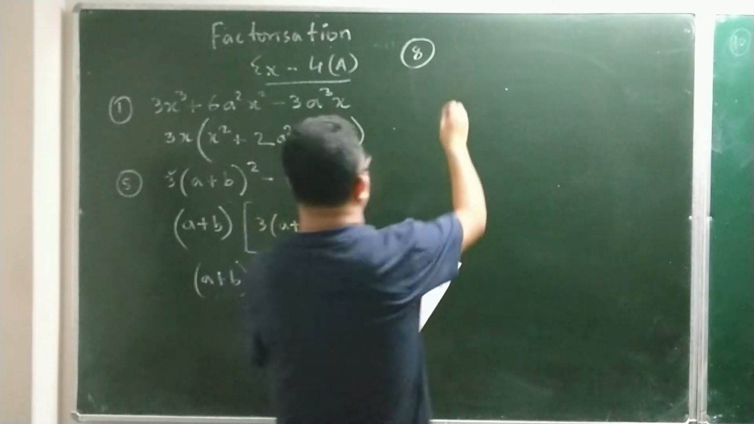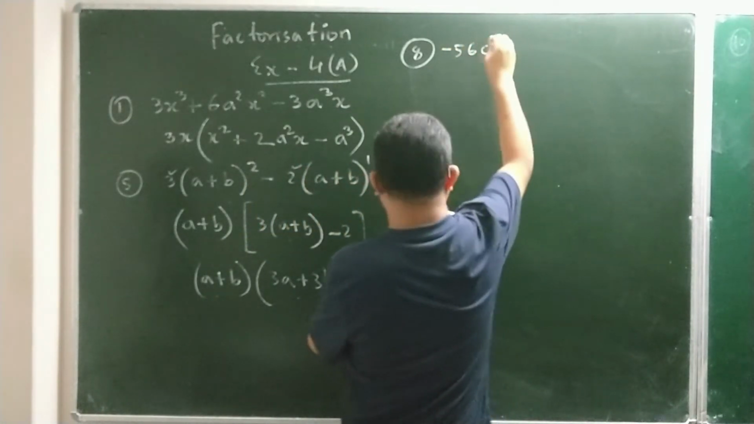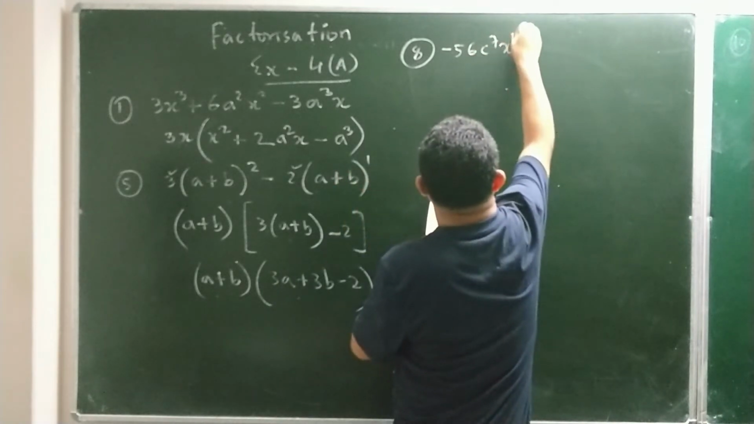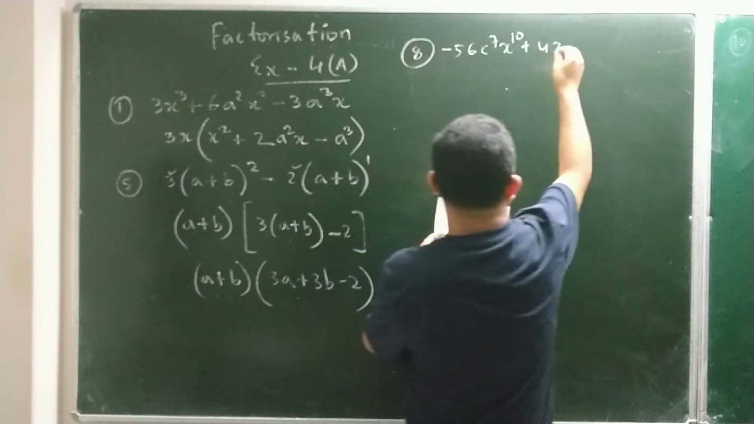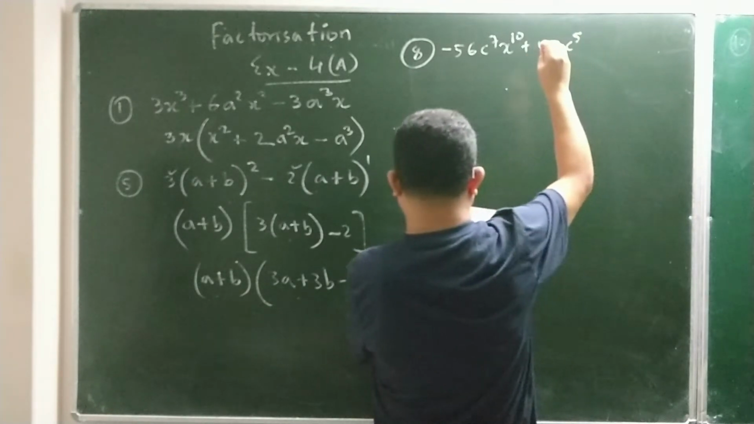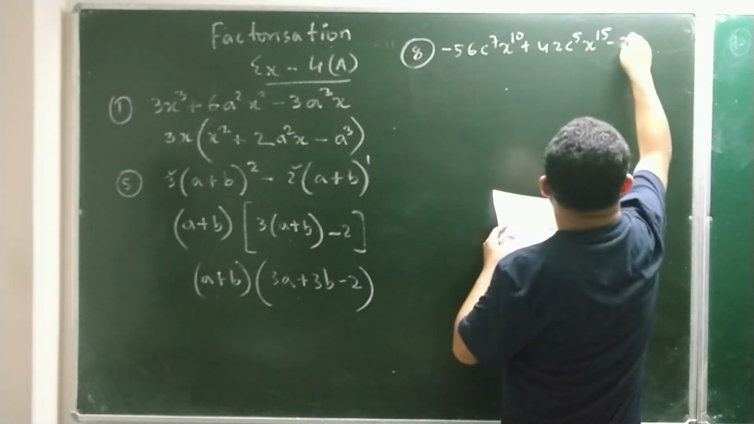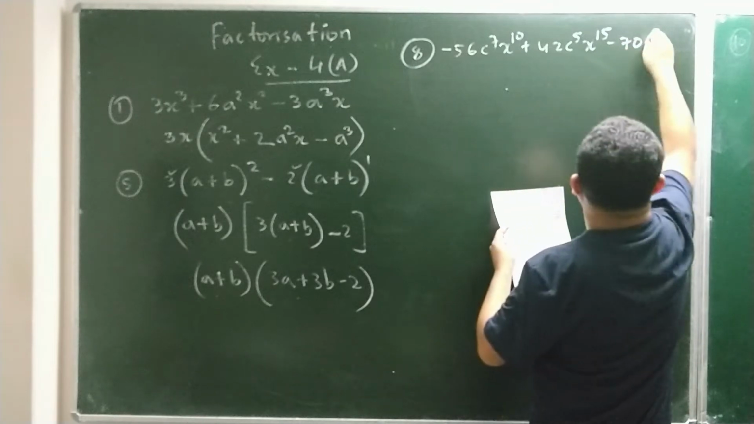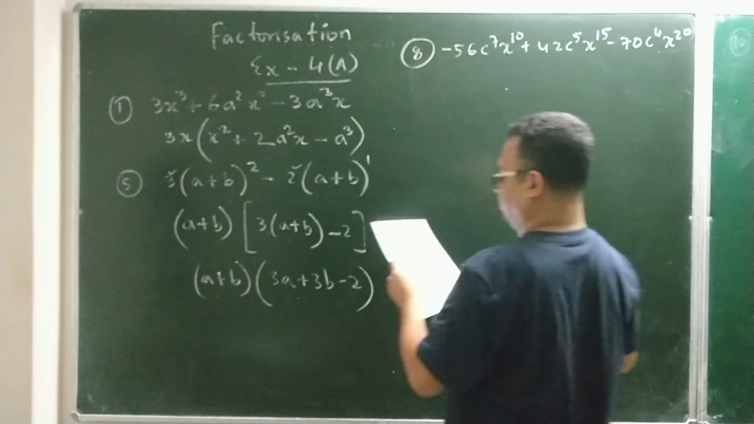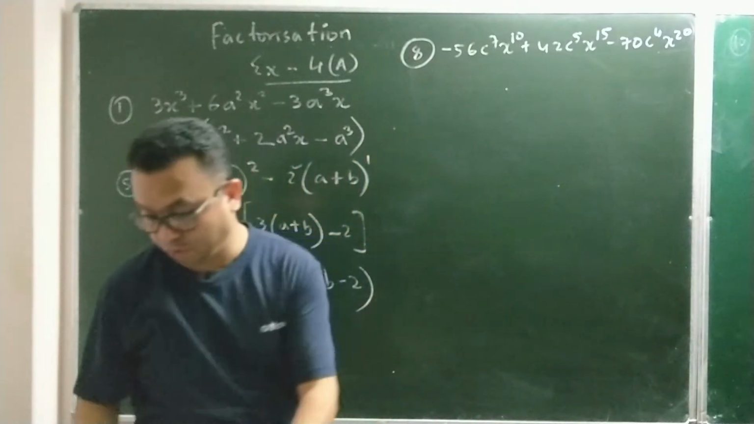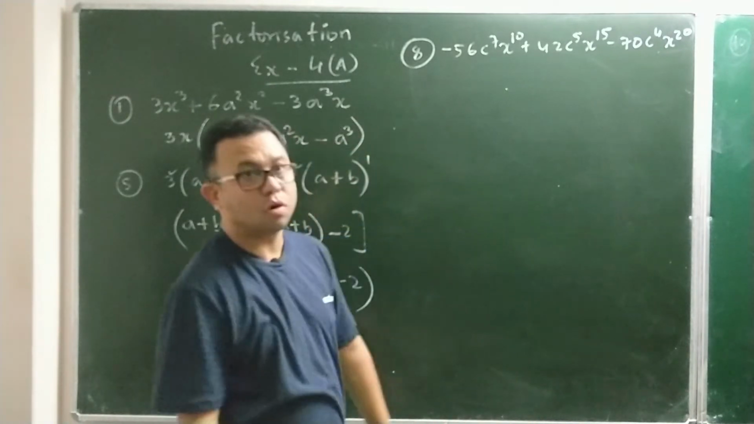For number 8 you have minus 56 c to the power 7 x to the power 10, then plus 42 c to the power 5 x to the power 15, then minus 70 c to the power 4 and x to the power 20. Okay, so this is what you have. Now you have to factorize this by taking out the common factor.